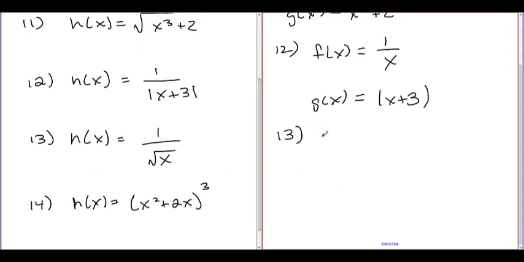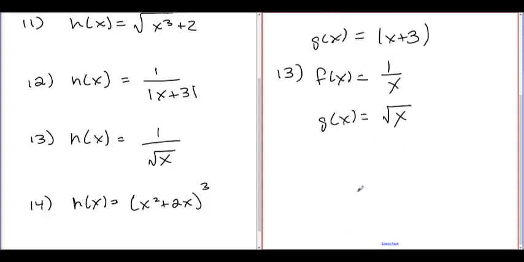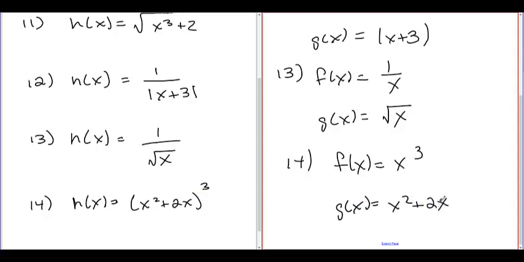Next one is 1 over the square root of x, so it's very similar. F of x equals 1 over x. G of x equals the square root of x. So f of g of x is 1 over, not x, but 1 over the square root of x. And then the final one, we have this whole thing cubed, so we'll call f of x equal to x cubed, and g of x is the thing inside, which is going to be x squared plus 2x.